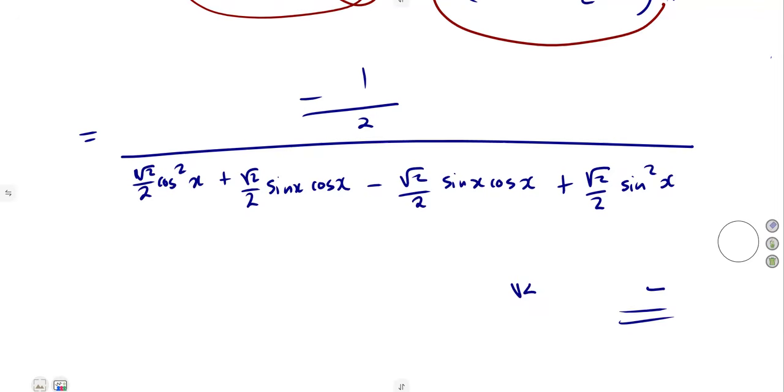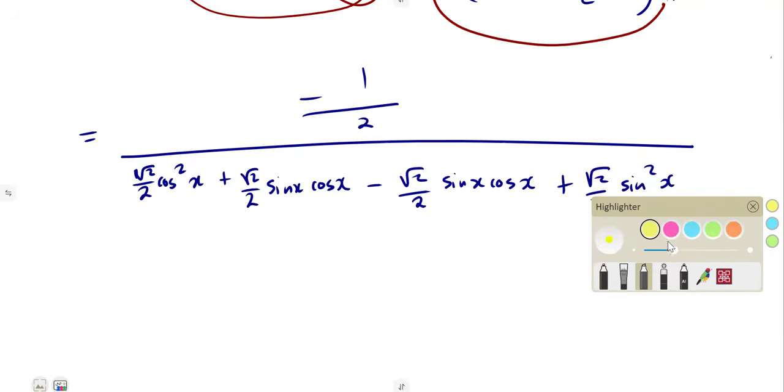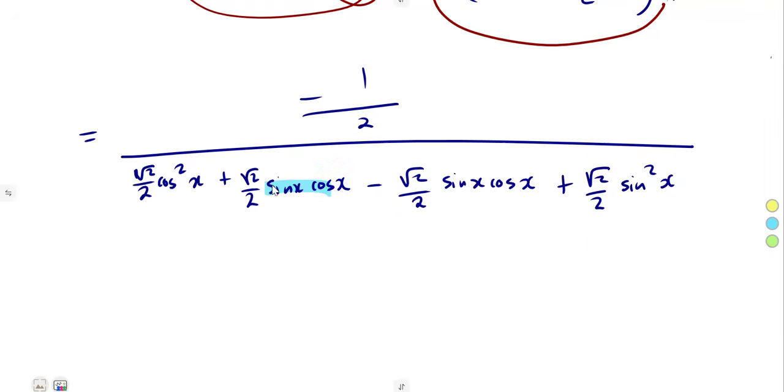Outside of the bracket. So with this, we can see that the two terms here can cancel because they are the same. Sine x, cos x, these are like terms. So we can cancel those two. There is something here. They are exactly the same. Their coefficients are exactly the same. So that's why I'm saying simply cancel that.